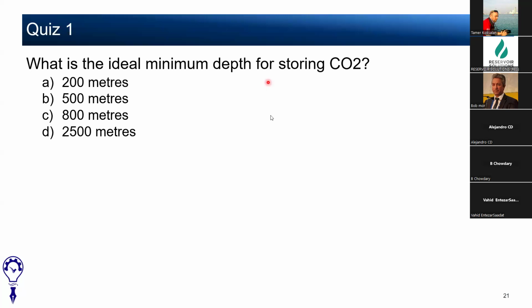Perfect. Okay. Thank you very much. The answer is C, 800 meters. And why? We will talk about it later. Because when the depth is more than 800 meters and deeper than that, it means that the CO2 is in supercritical condition. We will talk about that later in next slides. So, next question.